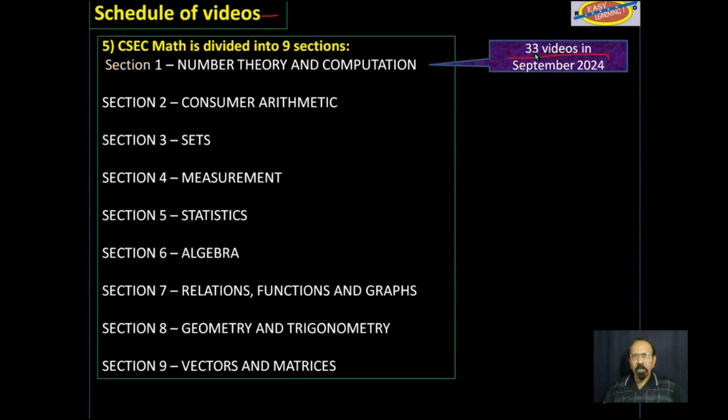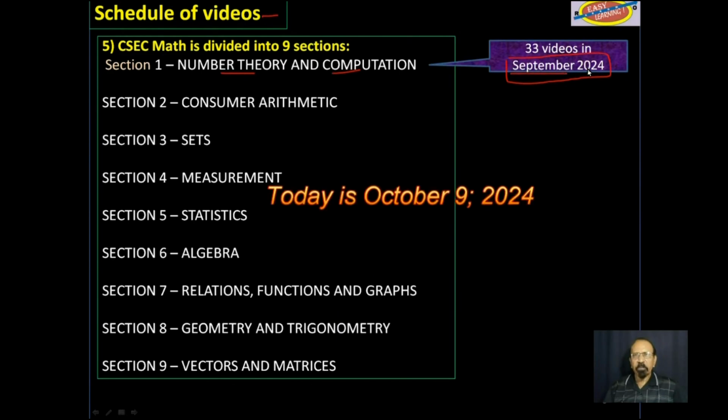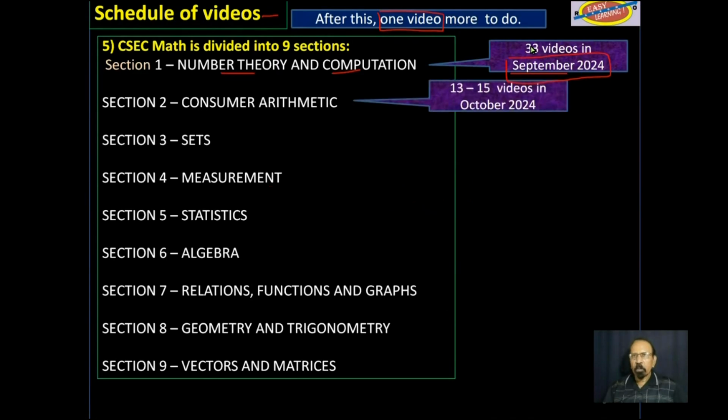I had hoped to finish all 33 videos from number theory and computation by the end of September 2024. I am somewhat behind schedule. As of now, I still have one more video to do after I finish the one I'm currently doing. By the end of October 2024, I should have the 13 to 15 videos from consumer arithmetic ready.